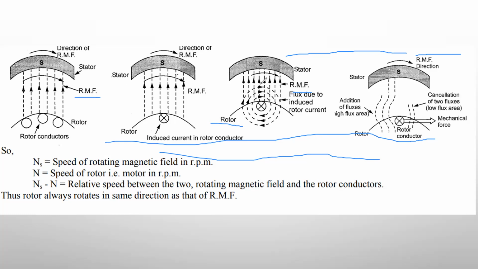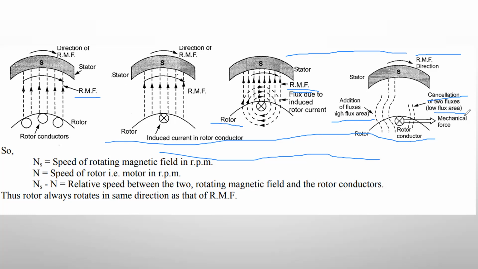The slip is lost in the air gap. Slip will be maximum. So there should be a relative speed difference between your rotating magnetic field as well as your rotor speed. So what is happening? There are two fluxes in this. Here you can see the addition of fluxes. When the fluxes are in the same direction, these fluxes will get added. When the fluxes are in different directions, they will get cancelled.